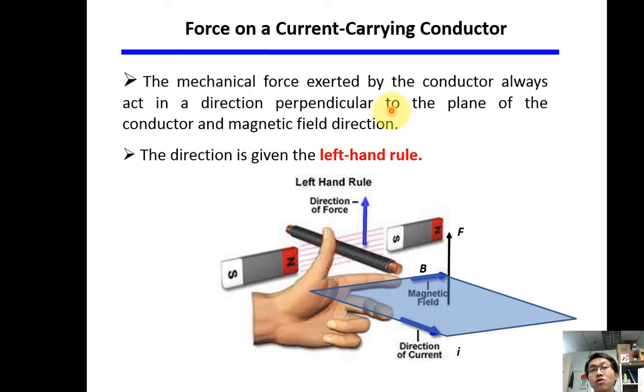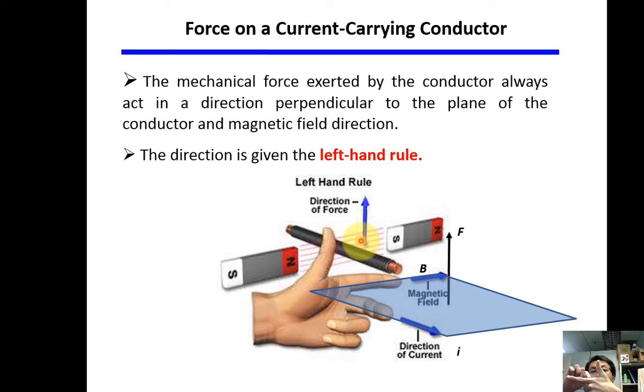So, well, we would like to put in equation or engineering terms. So the mechanical force exerted by the conductor always acts in a direction perpendicular to the plane of the conductor and the magnetic field direction. We call it as the direction is given by the left hand rule.